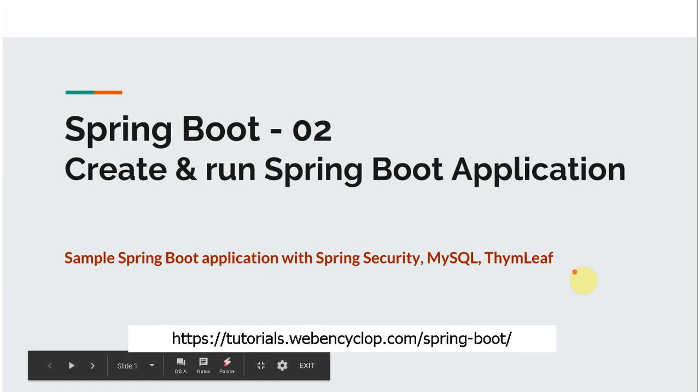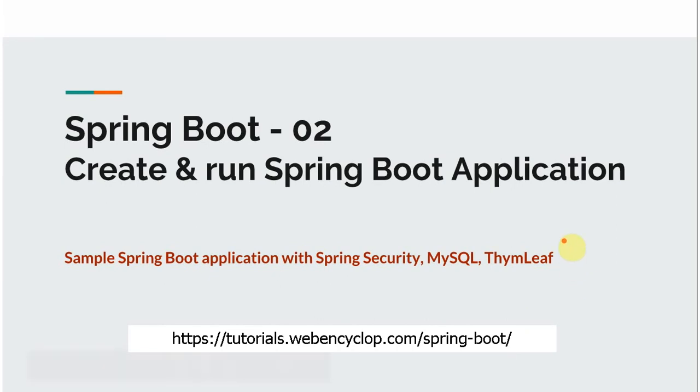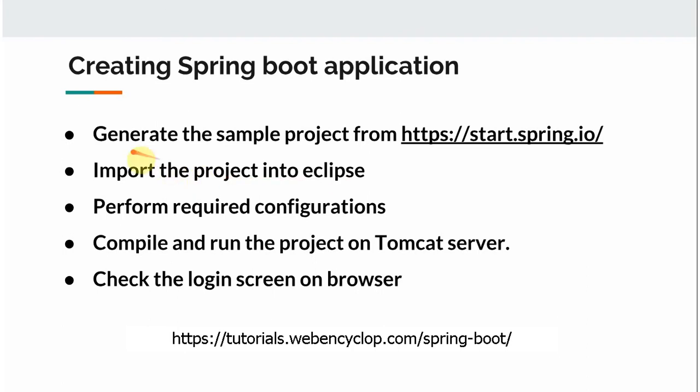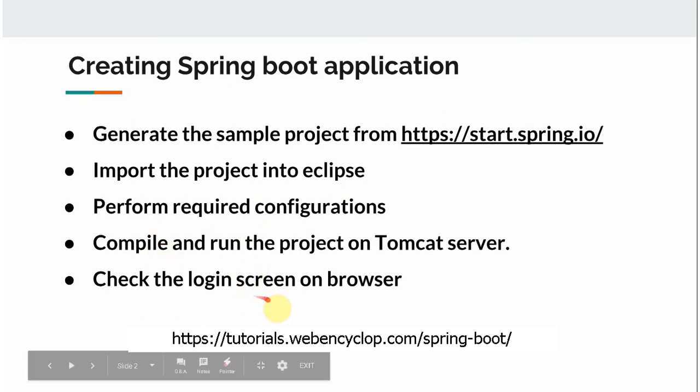So let's see how to create and run a Spring Boot application. For this, the first thing is you have to generate the sample project from start.spring.io. In this website there are a lot of configurations that you can add into your Spring Boot application. So this is the site where we will go and generate a sample project. Then the second thing will be to import the project into Eclipse. We'll import this downloaded project from this site into our Eclipse. Then we'll perform some required configurations and then we'll compile and run the project on Tomcat server, and then we will check the login screen on the browser. That is the basic sample application.